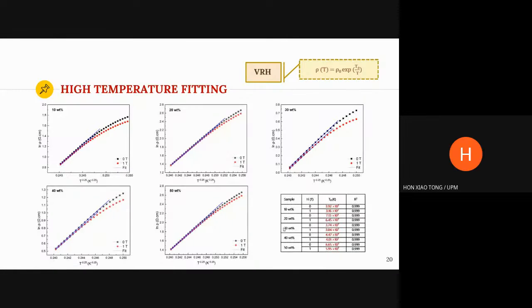And next, for another region, the model is then fitted using VRH, which is the variable range hopping model, by using the formula rho T equals rho naught exponential of T naught over T. And by finding the slope, we can determine the value of T naught, which is the characteristic temperature that can help to calculate the density of states of the material.